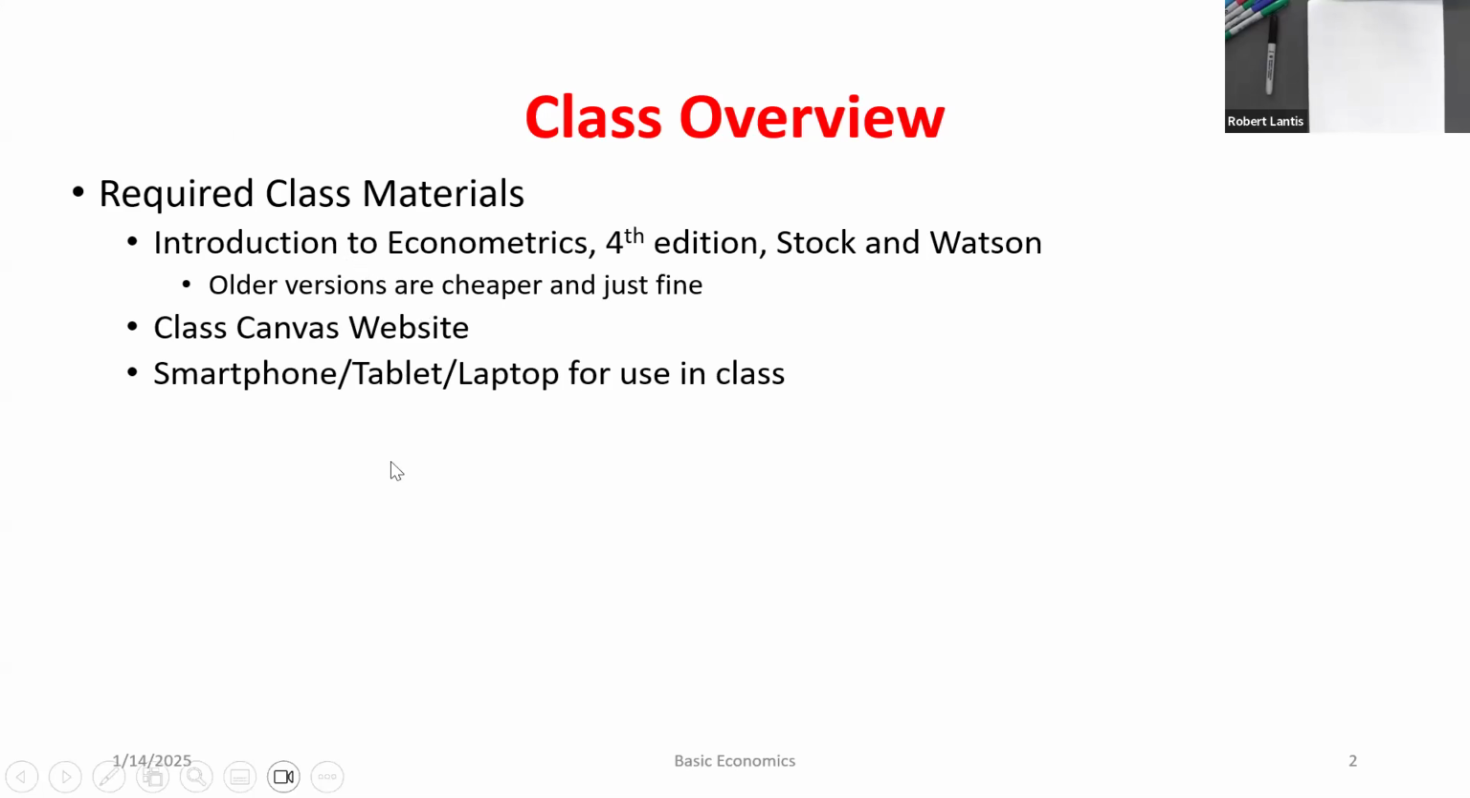But I have to have a text assigned to the class. All the materials we'll be using for this class, whether it's slides, data sets, everything, is going to live on Canvas. So Canvas is the main thing. I'll use it to post announcements. That's really our main hub.